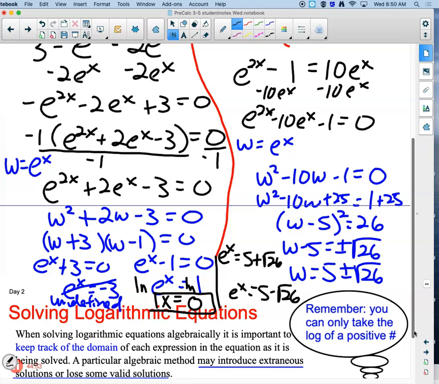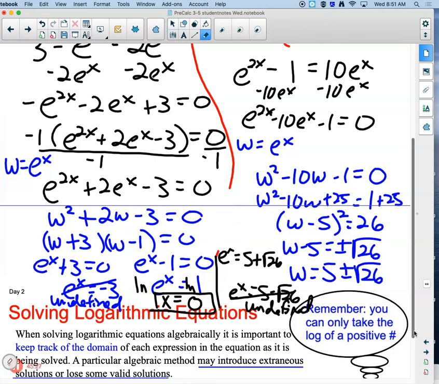Now, one of these is not going to give us an answer. One of these is going to be undefined. Because again, when we started this, this was an x to the first for our exponents. And that's going to be the one that would give us a negative value. And down here, 5 minus the square root of 26, the square root of 26 is more than 5. So this is going to be negative, and it's undefined. To get the other one, we're going to want to take the natural log.